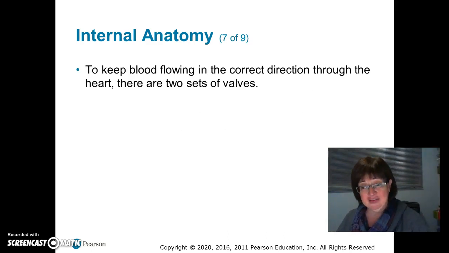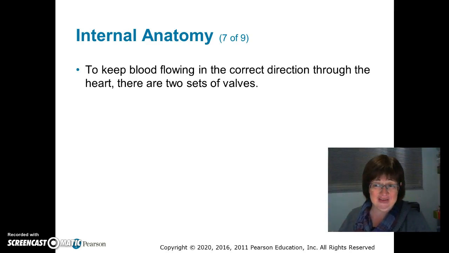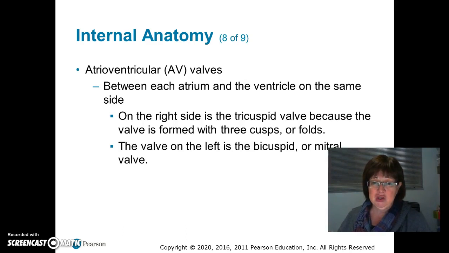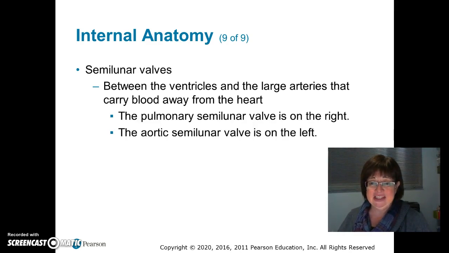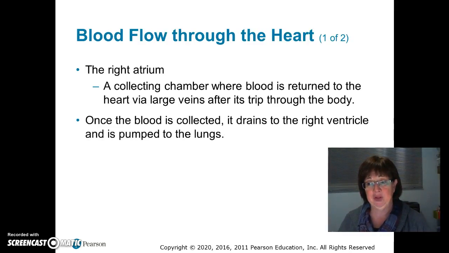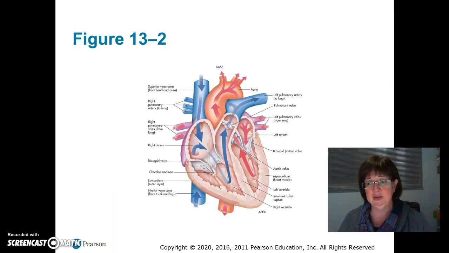There are valves. Very important, because quite often when there's a heart murmur or heart conditions, the valves aren't working right. So there's 2 sets of valves, the atrioventricular valves, and these are the ones in between the atria and the ventricles. That's the tri and bicuspid. Then you have the semilunar valves, and these are the valves going to the vessels. So these are the pulmonary and aortic. We talked about the flow. So here is the flow.